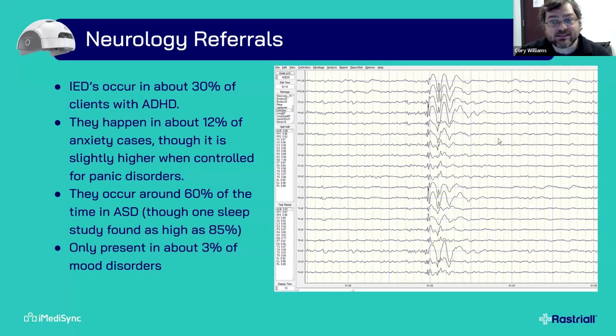We do know that these types of discharges are more common in the ADHD population, about 30%. They're very common in the autism population, about 60%, although if you do a sleep study, that number goes up to 85%, and they are less common in the mood disorders or depressive folks. So looking at this raw signal helps us to figure out some diagnostic criteria, but also, do we need to send this person for a neurological workup?